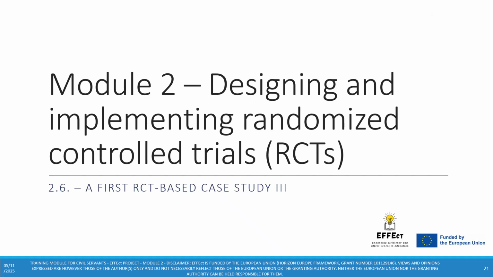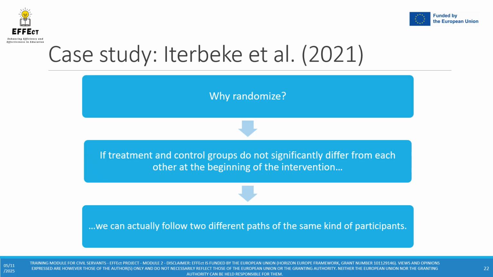Dear participants, welcome to submodule 2.6, in which we continue our RCT-based case study. Today, we reflect on the question why we should conduct a randomization. If the treatment and control groups do not significantly differ from each other at the beginning of the intervention, we can actually follow two different paths of the same kind of participants. Otherwise, an RCT is nothing else than two different states of the world. The control group gives us the state of the world if we do not implement the policy or the intervention, while the treatment group gives us the state of the world that occurs if we implement the policy or the intervention. And if now these two states of the world are different, we can actually conclude that our policy or intervention has an effect.